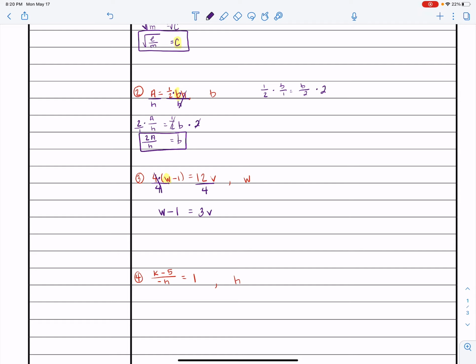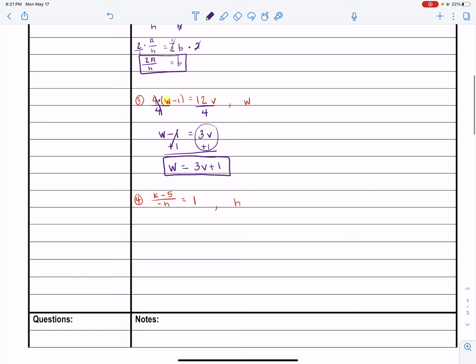Okay, now to get w alone, I need to get rid of the minus 1. The opposite of minus 1 is to add 1. So those cancel. I have w equals 3v plus 1. Those are not like terms, so I can't do anything but keep everything that I have. I have a 3v and a plus 1. And that is what w is equal to.